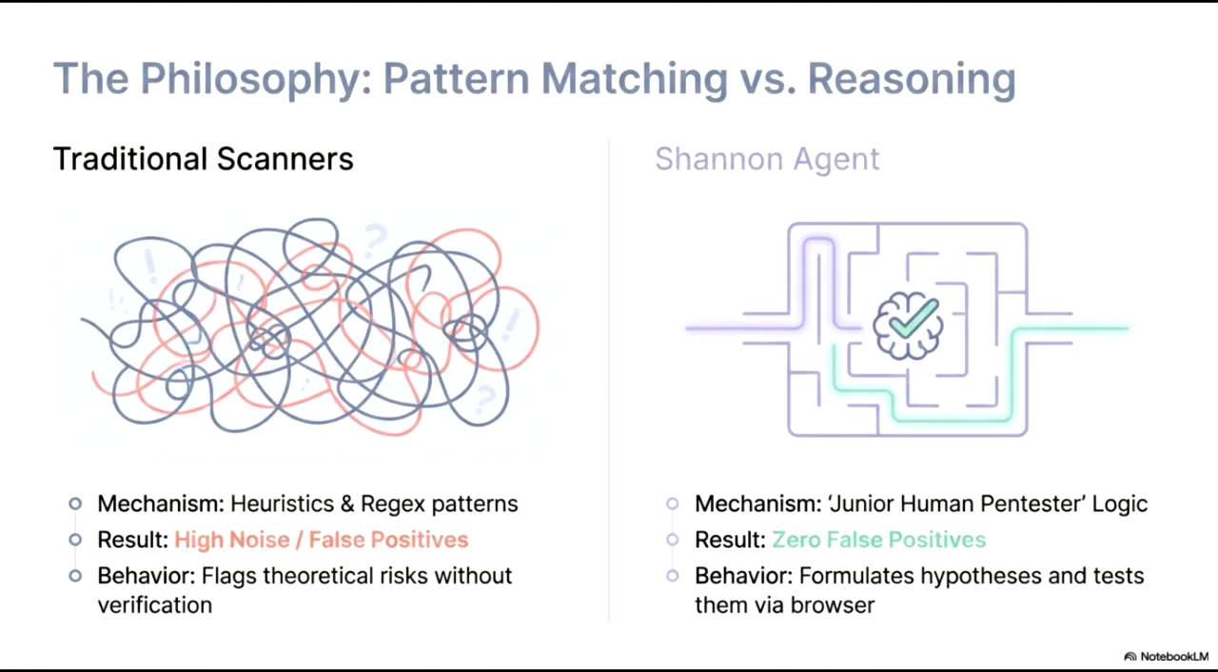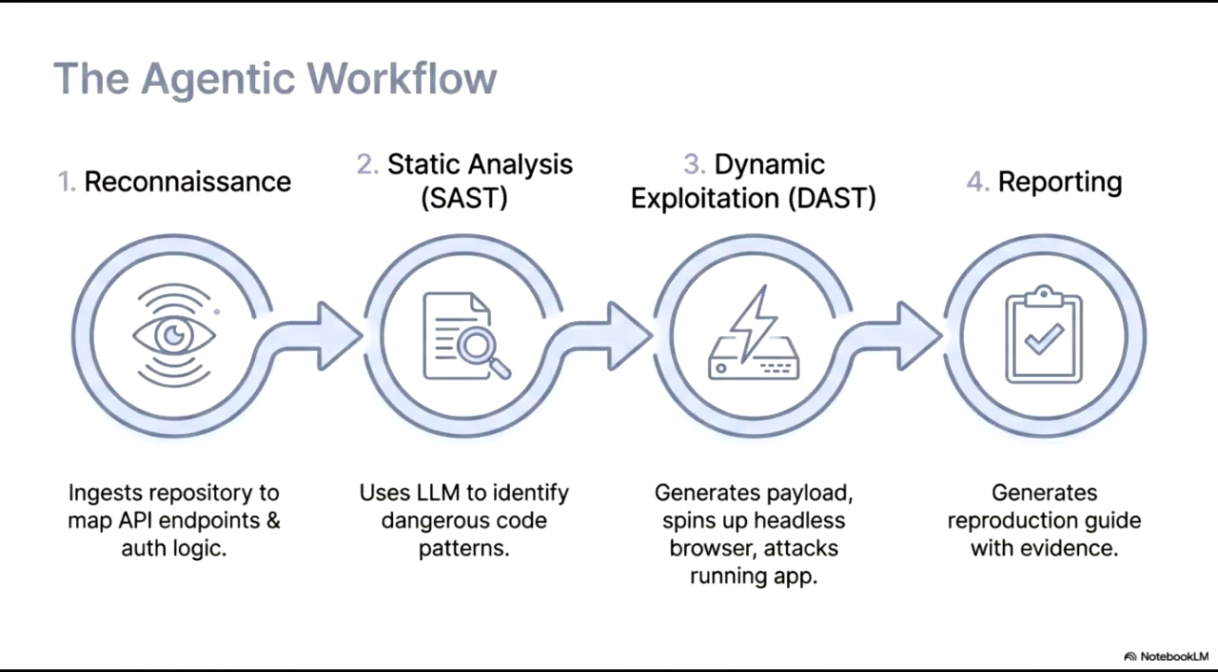a confirmed reality. The agentic workflow follows a structured four-stage process designed to automate security assessments. It begins with reconnaissance, where the system ingests the code repository to map API endpoints and analyze authentication logic. Next, in the static analysis phase, large language models are utilized to identify dangerous code patterns.